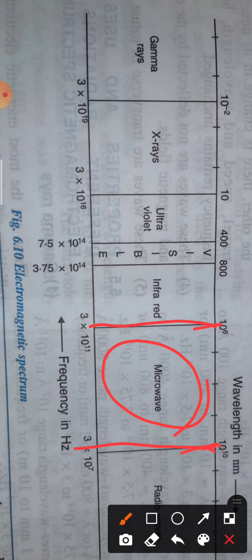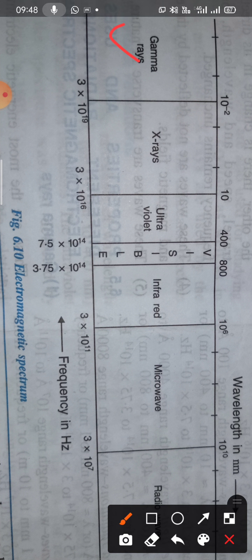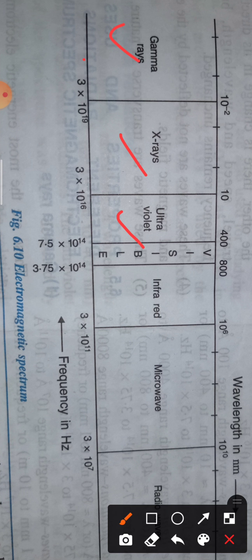Similarly, the waves which have wavelength from 10 to the power minus 2 to 10 nanometer show a particular property, and we gave them another name, that is X-ray. So your electromagnetic spectrum consists of gamma rays, X rays, UV rays, infrared, microwave, and radio waves. The property of all these rays is that they are transverse waves.